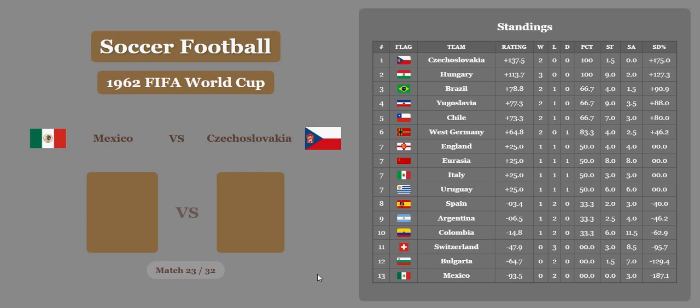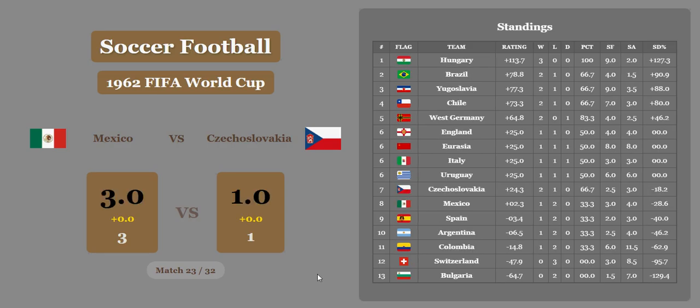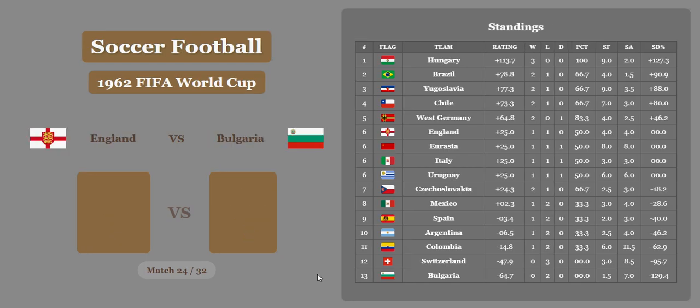Mexico versus Czechoslovakia is our next match. Mexico gets a huge win over Czechoslovakia. They get a huge upset, and that will pull them out of last place, I believe, and definitely pull Czechoslovakia out of 1st. Czechoslovakia all the way down in 7th, and Mexico moves up to 8th after that. That is exactly what Czechoslovakia did not want.